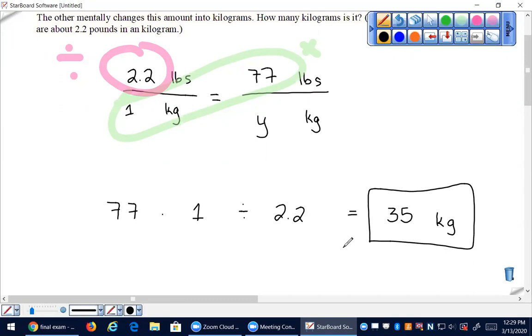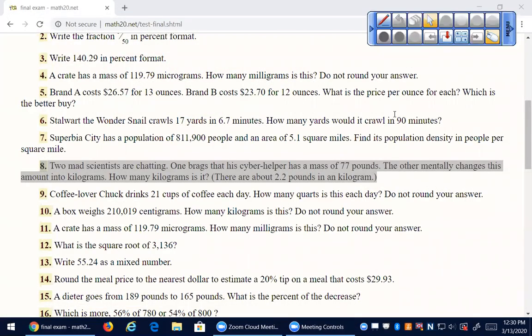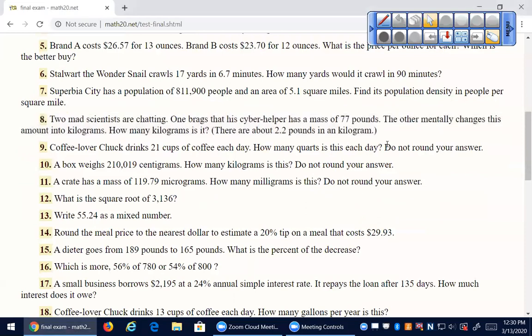You could also do unit analysis if you like that, or if you're just used to this kind of thing and know when to multiply or divide, just do it that way. Questions? Okay, square roots is just your calculator. I know how to do it on a calculator. I did get a square root out there.